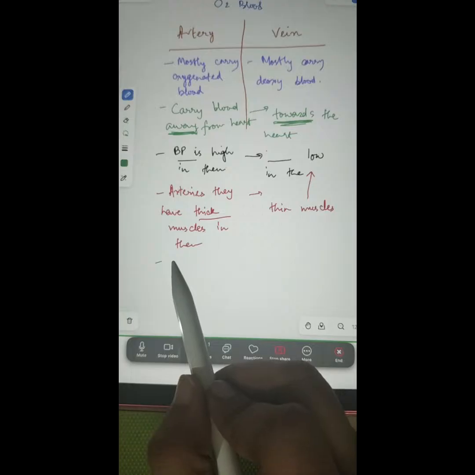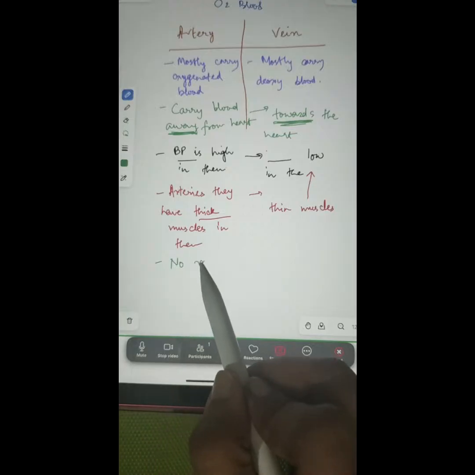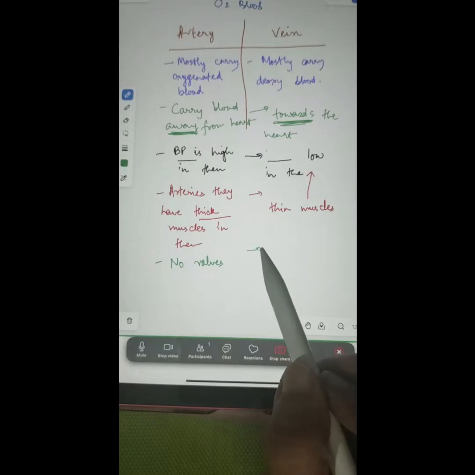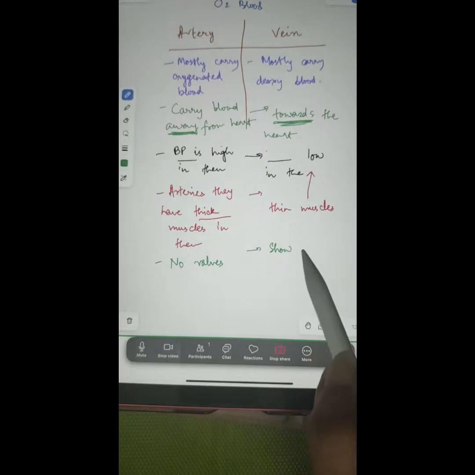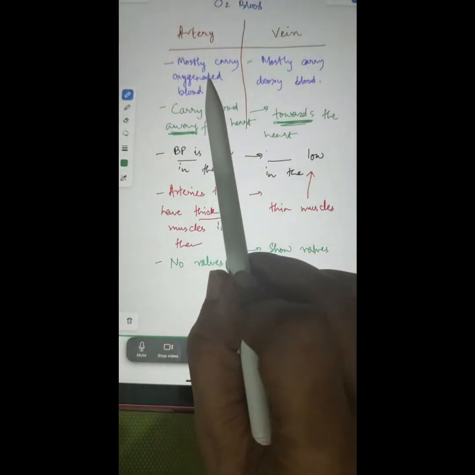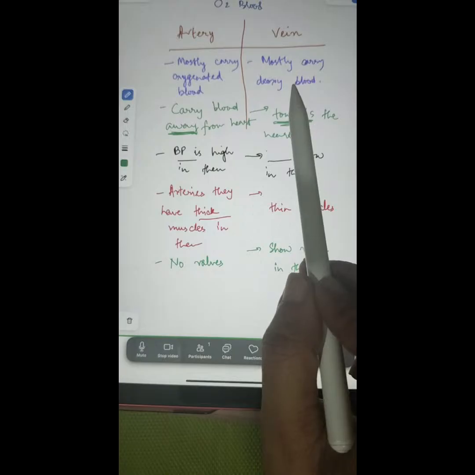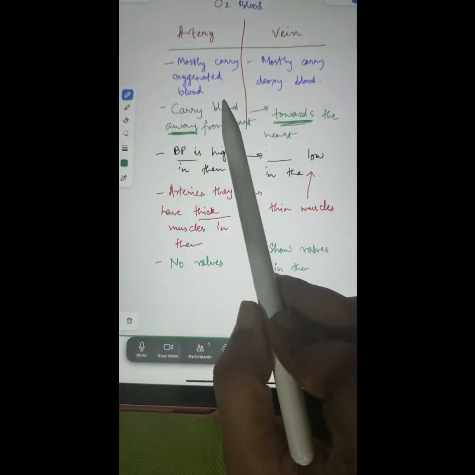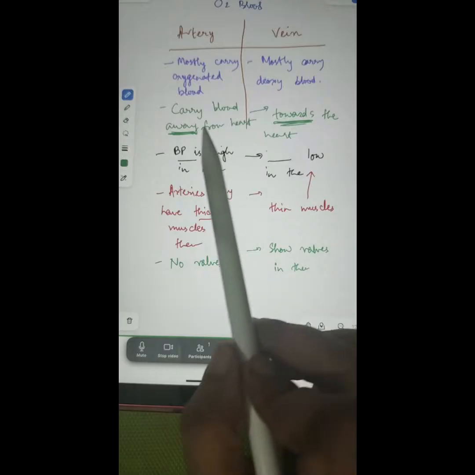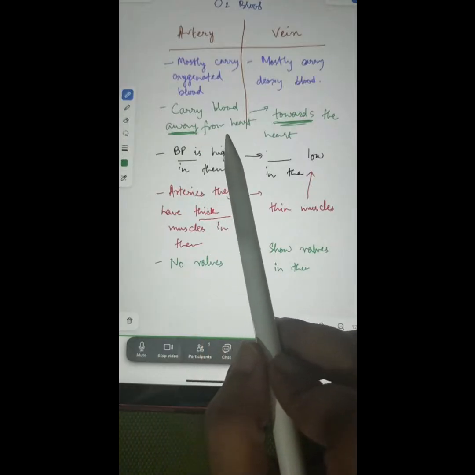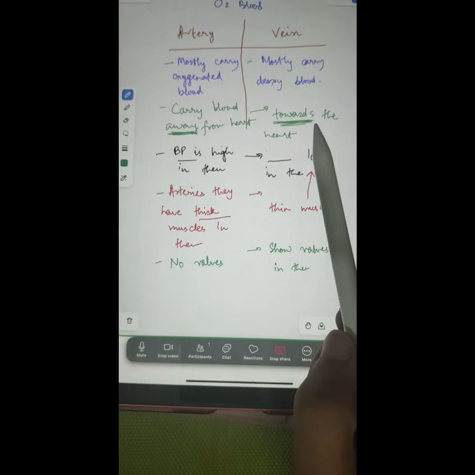Now, as the pressure is high in arteries, there are no valves. But pressure is quite low in veins, that is why they show valves in them. In case a two marker question comes between artery and veins, you can pick up any 2 points, but make sure whatever you write on one side, you write the same point on the right side. So arteries carry oxygenated blood, veins carry deoxygenated blood. Arteries carry blood away from the heart, and veins carry the blood towards the heart.